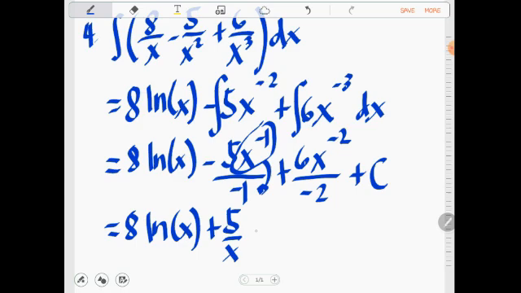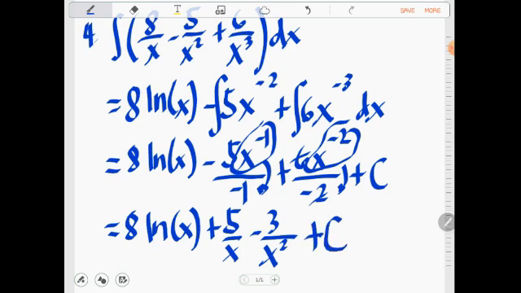Okay? Then, minus 3 all over x squared. Ito ay binaba natin siya sa denominator. So, ang exponent niya ay magiging positive. And then, ito ay magiging negative 3 na lang kasi positive 6 over negative 2 is negative 3. Okay? Plus, huwag niyong kalilimutan si arbitrary constant c.